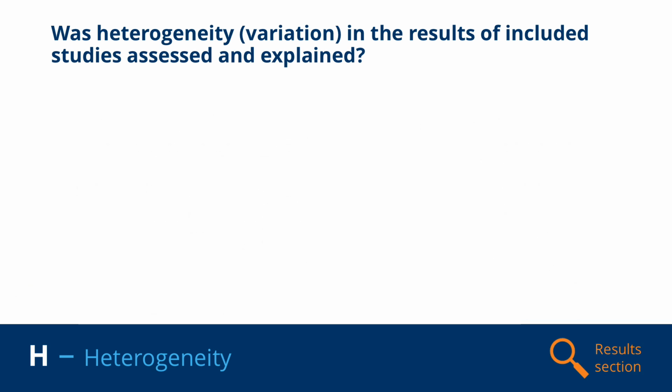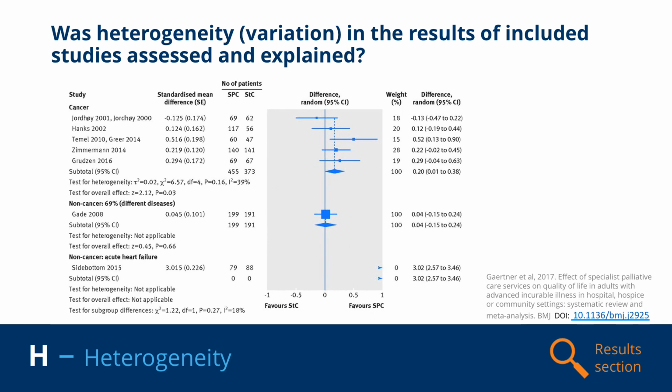Reviewers may explore heterogeneity in systematic reviews through subgroup analysis. In subgroup analysis, studies are analysed within subgroups with similar characteristics. In this review, for example, the effect of specialist palliative care is compared in people with cancer and non-cancer conditions. While subgroup analysis can help us begin to understand more about when and where the intervention might be more or less effective, the findings should always be interpreted with caution.